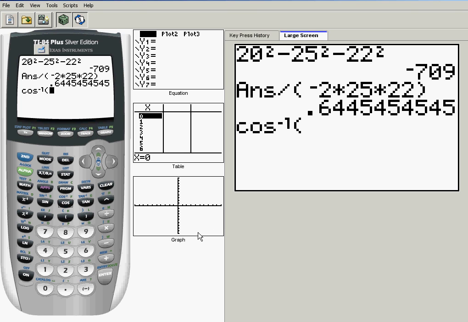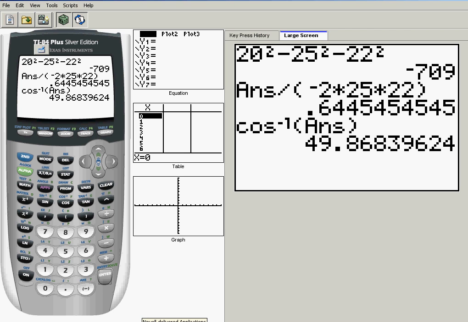Okay, I checked earlier and I made sure I was in degree mode. I could type in 0.6445, but then I'd be approximating, and I want to approximate as little as possible. The calculator is approximating here for me, but it's going to go out several decimals. So I'm just going to type second and then hit the negative button, and that puts my previous answer there. It saves me a little bit of typing, and it's also more precise. Hit enter, and that gives me angle A. Angle A is 49.87 degrees.